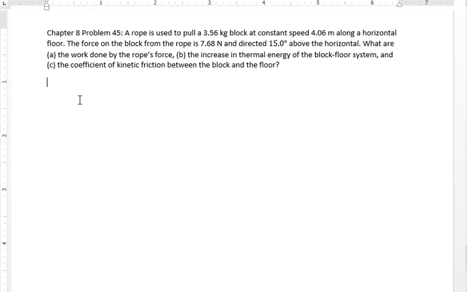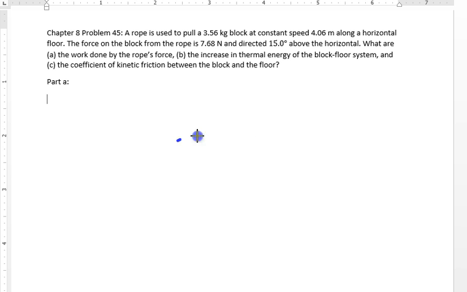Alright, problem 35. Part A. So we've got this rope we're using to pull a block along at constant velocity. Constant velocity means the net force on it is 0, right? And we do it for 4.06 meters. The force of the rope is 7.68 newtons and it's 15 degrees above the horizontal.